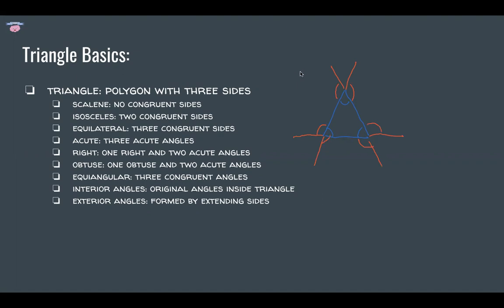Notice that, for example, this is not an exterior angle. And do you know why? Because this is a straight line, so it's just 180 degrees. It's the same for all triangles. It's not an exterior angle.